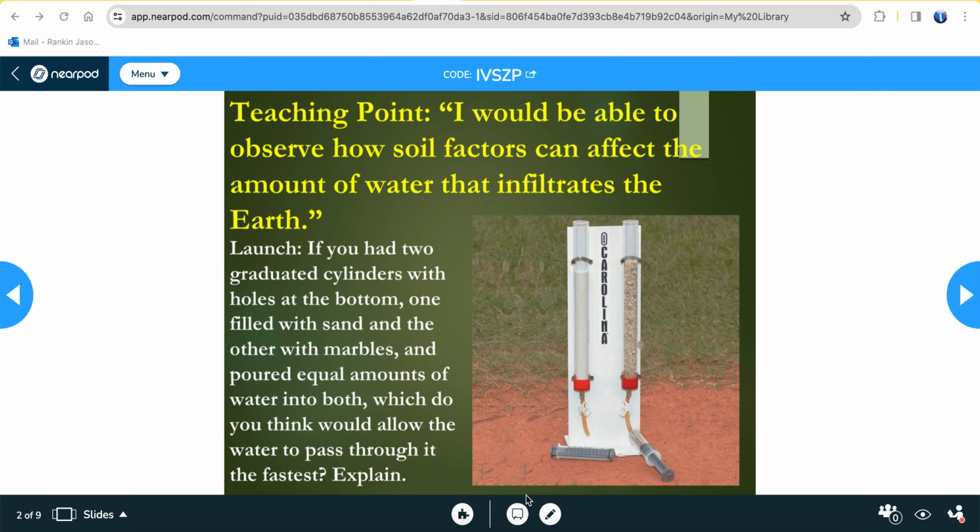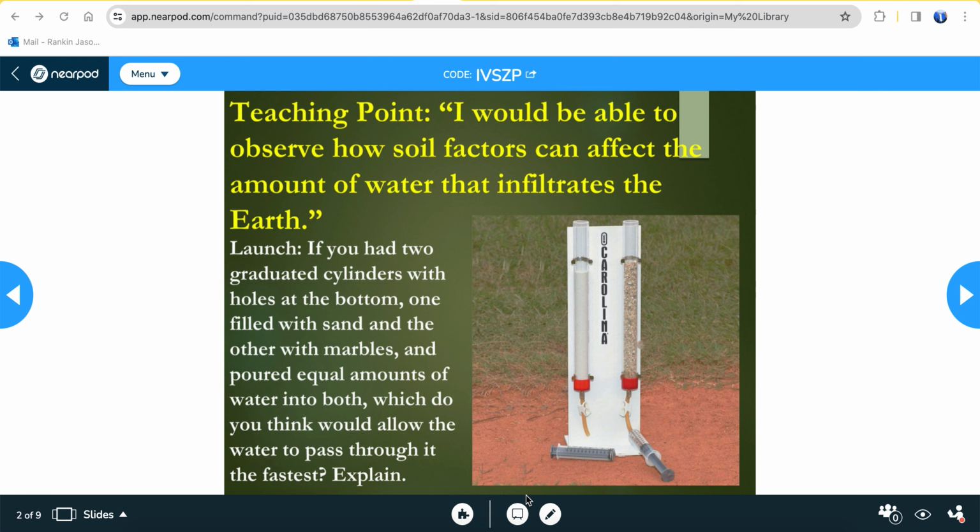This is Mr. Rankin, and this is one of your lessons that you need to listen in on for class. This lesson is focusing on soils, which is the next lesson in our sequence of soils in this unit number 5 on climate and water.